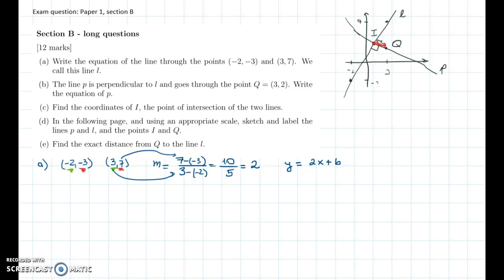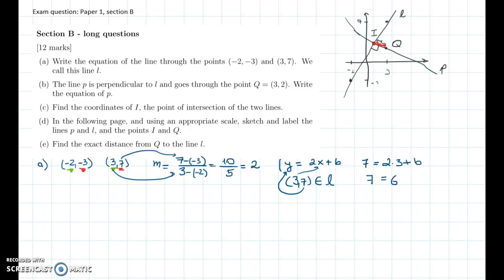So we need to instead use the equation we have so far that is not complete over here, and one of the points we know, for instance, the point 3, 7. We know that the point 3, 7 belongs to the line L. So that means when x is equal to 3, so instead of x we can write 3, then y is equal to 7. So we are saying that 7 is the same as 2 times 3 plus b.